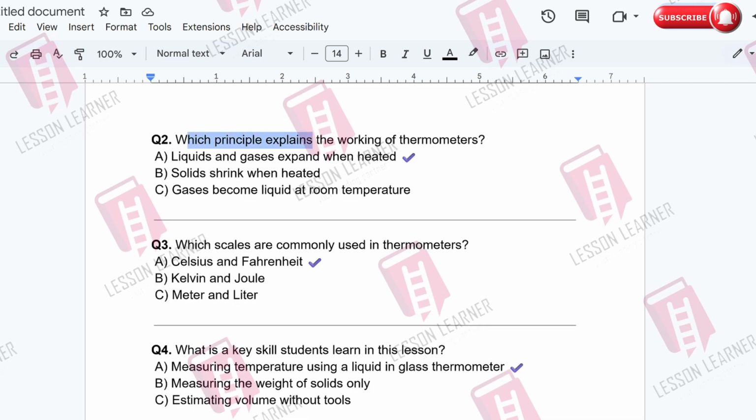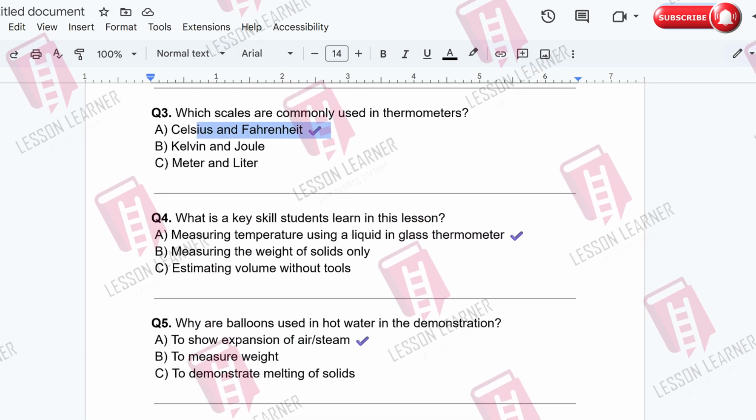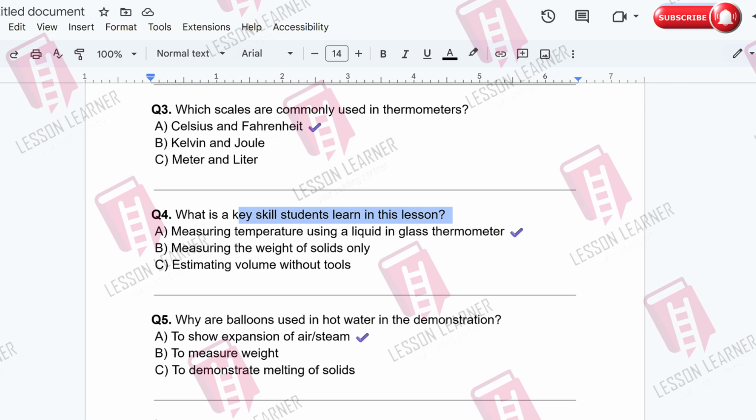Which principle explains the working of a thermometer? Liquids and gases expand when heated. Which scales are commonly used in thermometers? Celsius and Fahrenheit. What is a key skill students learn in this lesson? Measuring temperature using a liquid-in-glass thermometer.